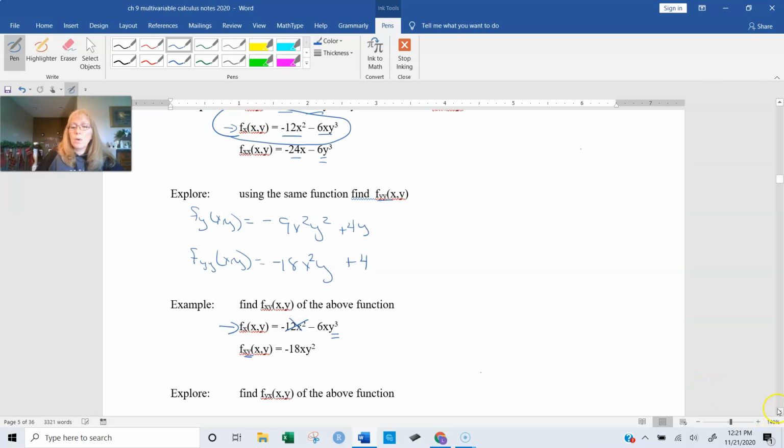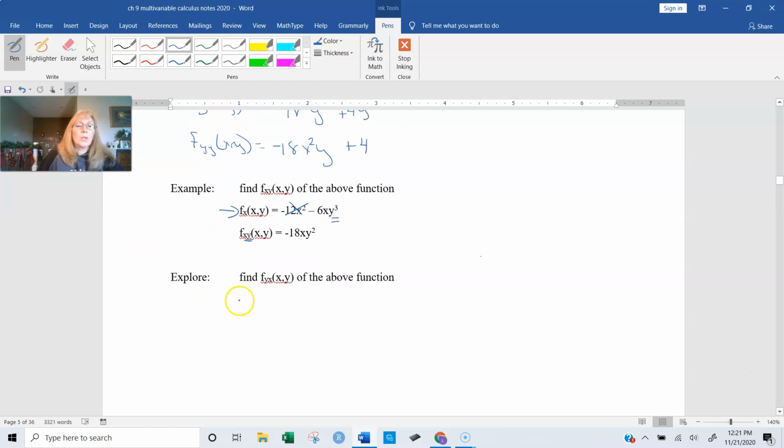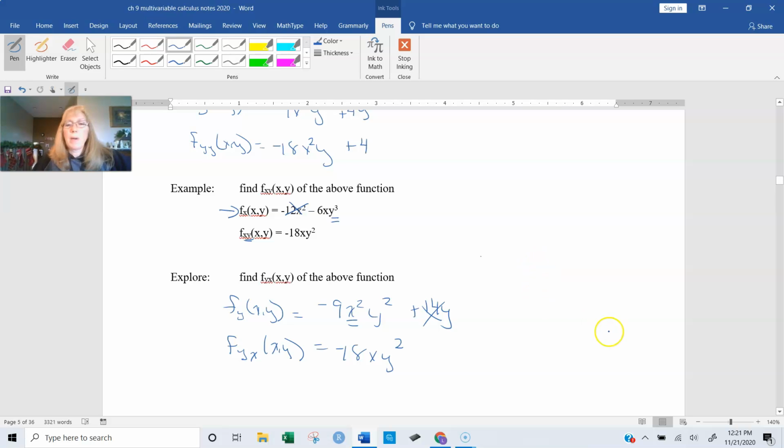Okay, your turn. I want you to do f_yx. So you should have started out with your f_y. And that was negative 9x squared y squared plus 4y. Now you're going to do that derivative with respect to x. Well, this one has no x, so it disappears. This one here, we're looking at the x, so that's negative 18xy squared. I hope you did a good job. See, they're not too bad, right?